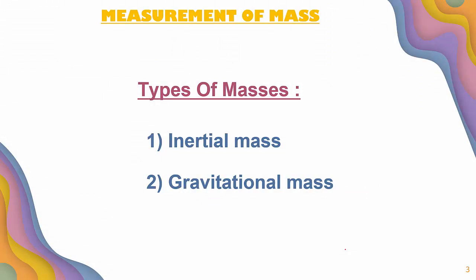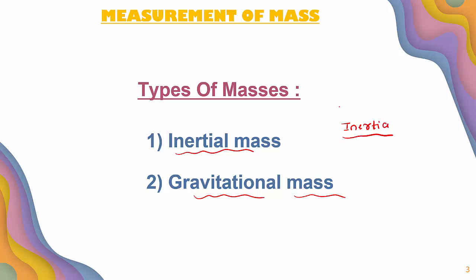Now to measure mass, again we have 2 types. There are 2 types of masses. The first one is inertial mass and the second one is gravitational mass. What are the 2 types of masses? Inertial mass and gravitational mass. What do you mean by inertial, or we can call it inertia?